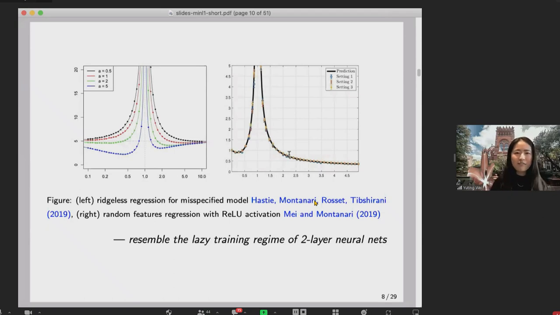It has been observed that even for these very simple estimators, there is this double descent curve. On the left-hand side is the paper by Hastie et al., where they show that ridgeless regression for a misspecified linear model will present this double descent curve. And on the right-hand side is a paper by Mei and Montanari, where they show that this very simple estimator under a random feature model also presents this double descent phenomenon as observed in neural network training.